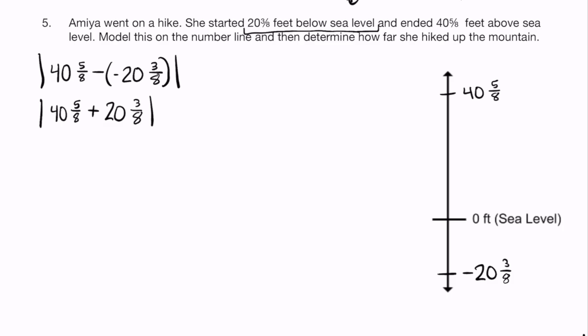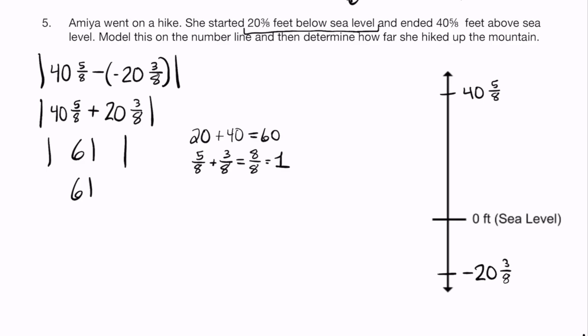This is going to be a positive number, so I'll keep the absolute values for one more step, but it's going to stay positive. To add these mixed numbers, we can add 20 plus 40, and that's going to be 60. And then we can add the fractions, 5/8 plus 3/8, and that's equal to 8/8, or 1. So in total, when we add these together, we get 61 feet. The absolute value of 61 is 61. So that's going to be the answer.